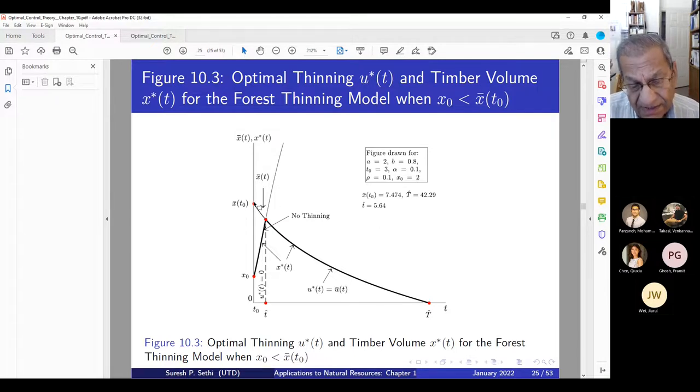And remember my sad story about most rapid approach path. I tried to change the name of that path, but let's just use most rapid approach path. In this case, what is the solution now? If I have x0, which is the value of the volume of the timber at time t0, and I'm below the turnpike value, so somehow I want to get to the turnpike. The most rapid approach path is that I do no thinning at all for a while. Let the forest grow.